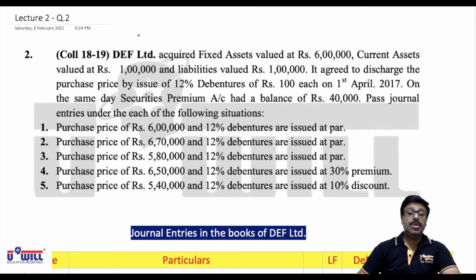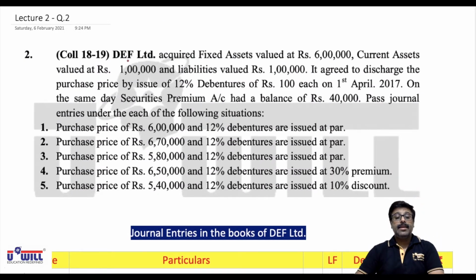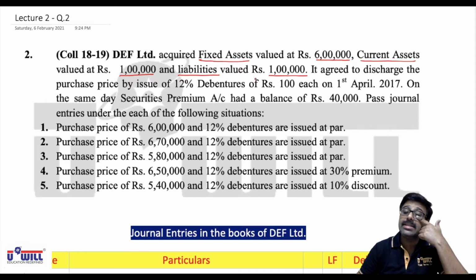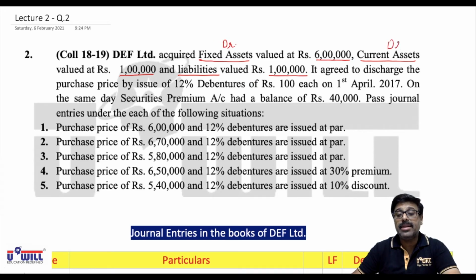So look at question number 2, everyone, be attentive. DEF Limited acquired fixed assets valued at rupees 6 lakhs, current assets valued at rupees 1 lakh and liabilities valued at rupees 1 lakh. So as we discussed, first entry we will pass for taking over assets and liabilities. Assets have debit balance, so assets we will debit. Liabilities have credit balance, they are payables, credit the payables, so liabilities we will credit.